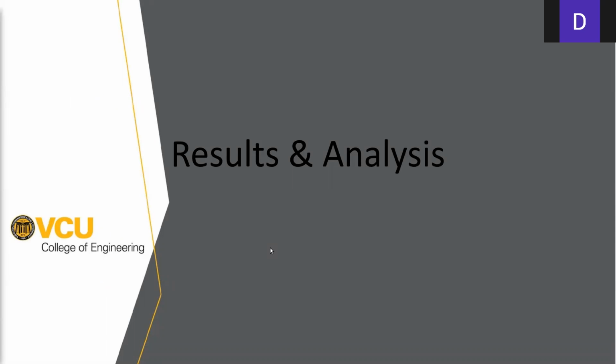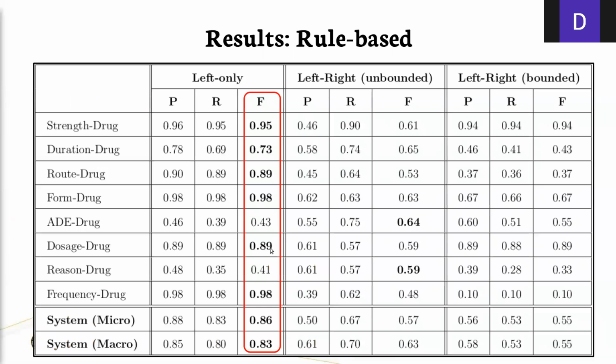Now let's move to the results. The table here shows the results of our rule-based approach on the N2C2 2018 dataset for the top 3 traversal mechanisms we described before. Here we can see the left-only traversal performed well overall for all relations except ADE-drug and reason-drug, which performed well with the left-right unbounded traversal. The key takeaway here is the co-location information is sufficient to identify most relations. We treat this approach as our hard baseline.